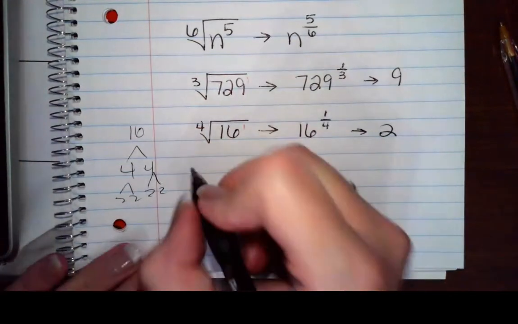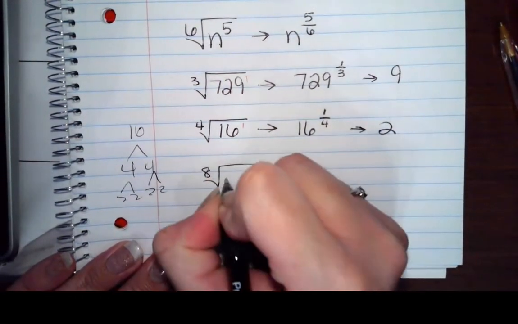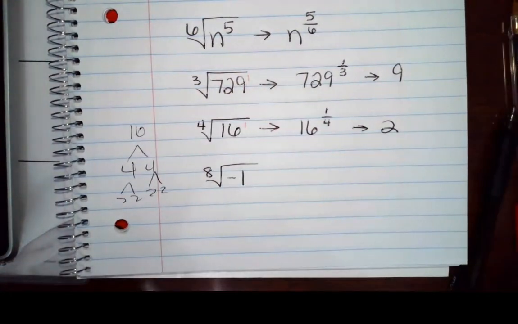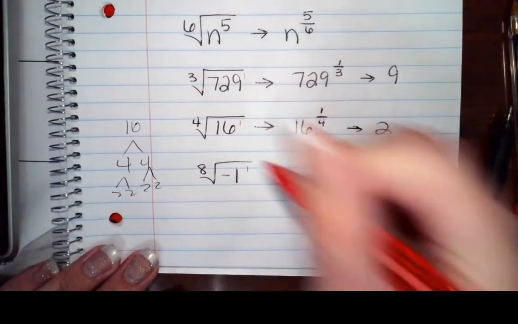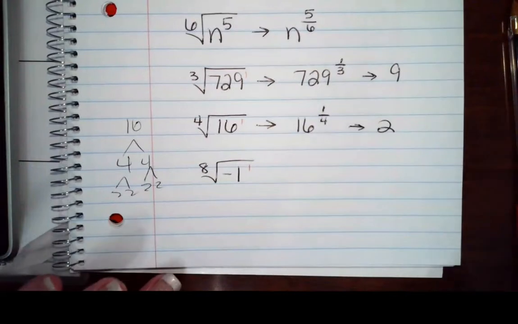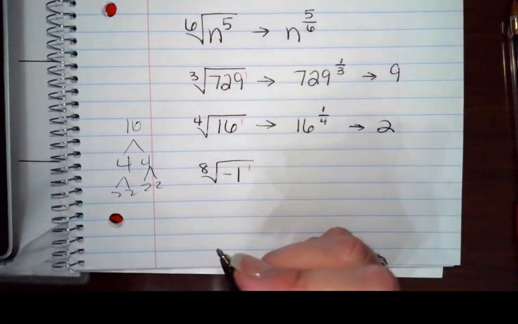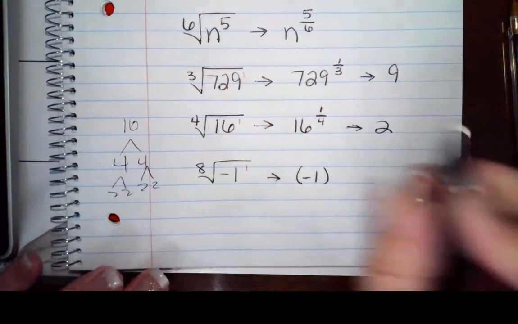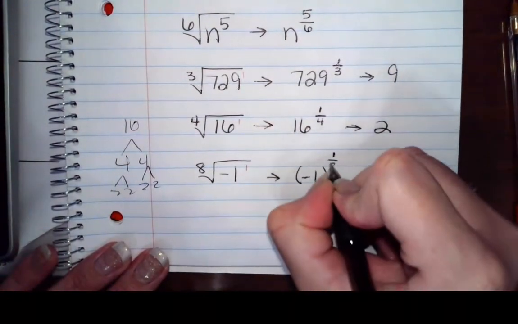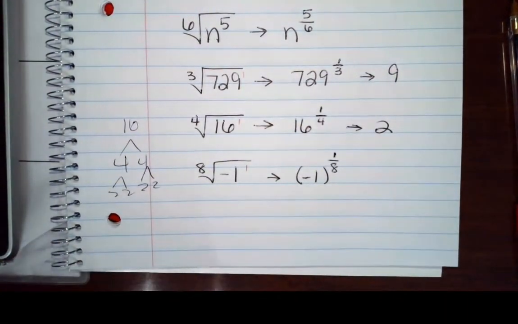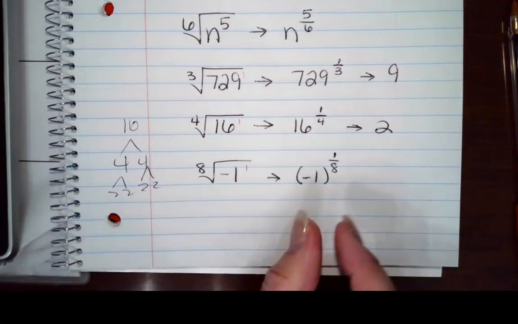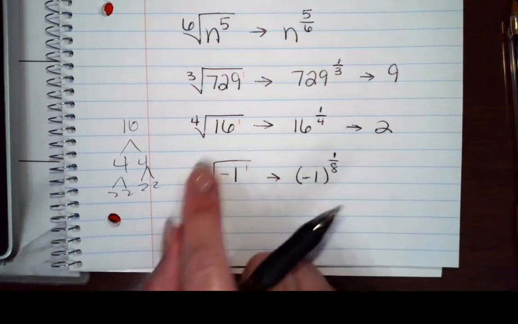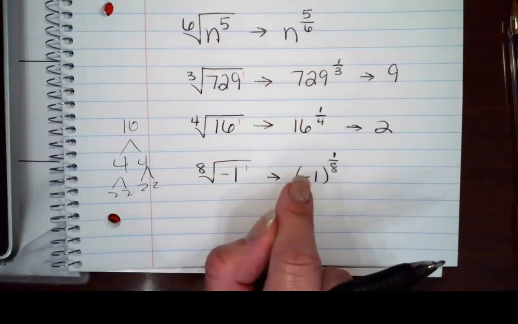All right, I have an 8th root of -1. So the first thing I'm going to do is ask what power is applied to my -1. Be careful, because that power applies to the entire -1. So I'm going to rewrite that as -1 raised to the first power, but I'm taking an 8th root. Okay, -1. So I need parentheses this time, because that root, that 8th root, belongs to the -1 as well. It belongs to the negative.